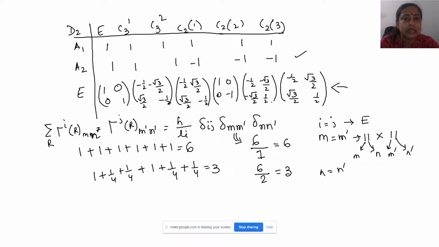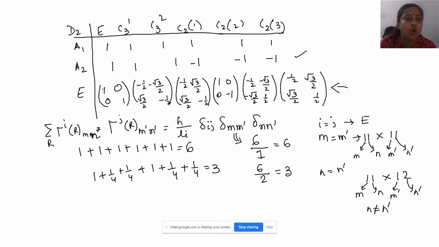Now if you want to verify, take the same irreducible representation. Here i would be equal to j, but now you start multiplying the 1,1 element with the 1,2 element. So the 1,1 element is multiplied by the 1,2 element. Here this is m, this is n, this is m prime and this is n prime. So n is not equal to n prime.